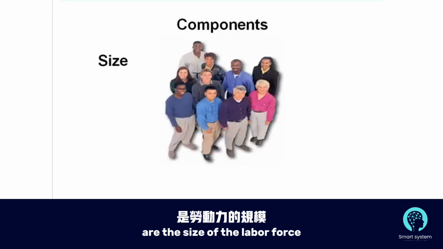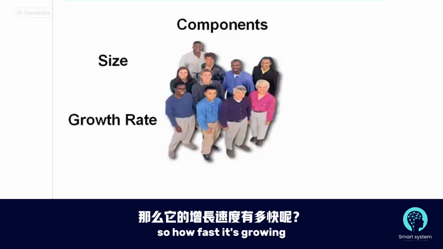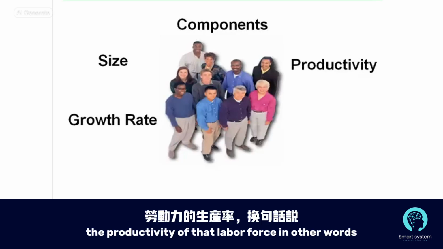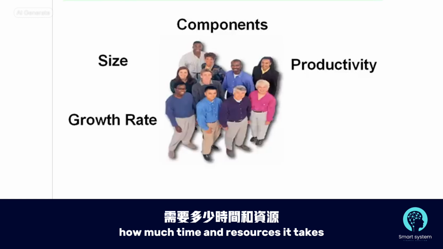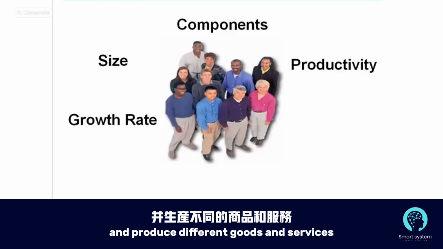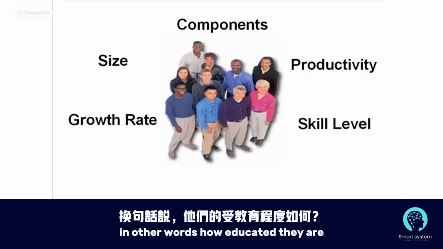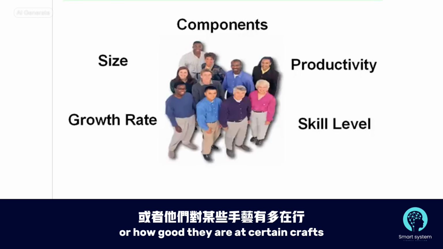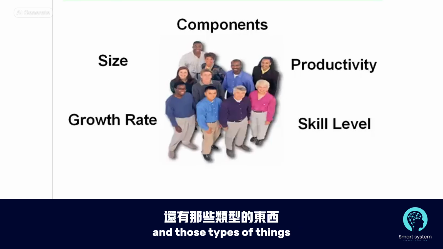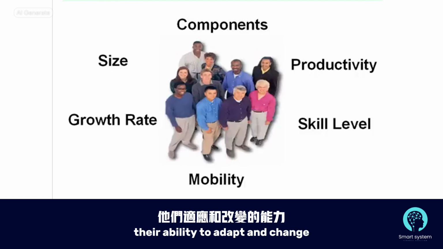The components which are watched in regards to the labor force are the size of the labor force, the growth rate of that labor force, so how fast it's growing, the productivity of that labor force, in other words, how much time and resources it takes to produce different goods and services, and the skill level of that labor force. In other words, how educated they are, or how good they are at certain crafts. And then the mobility of that labor force, which is basically their ability to adapt and change to changing labor market conditions.